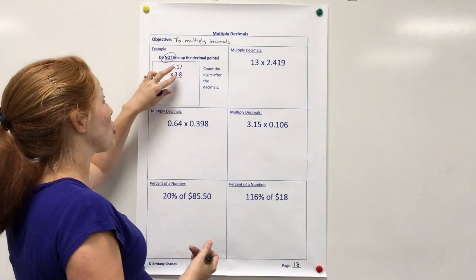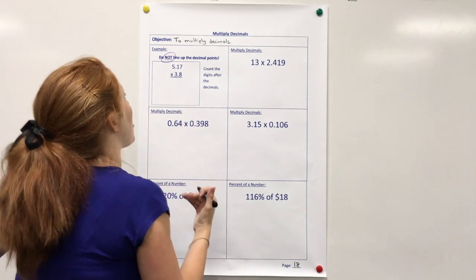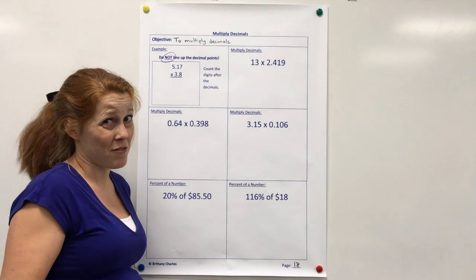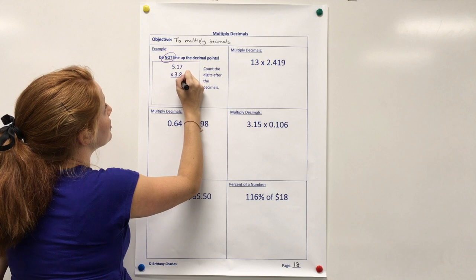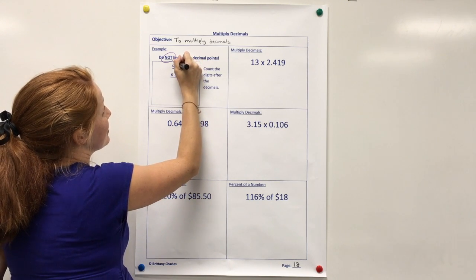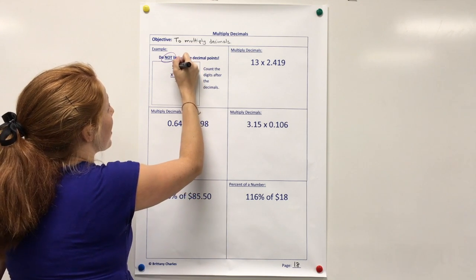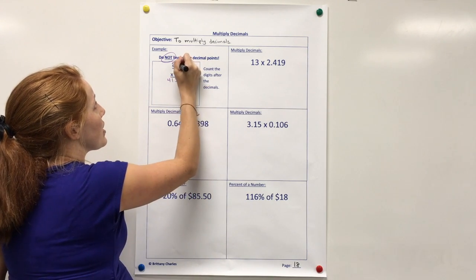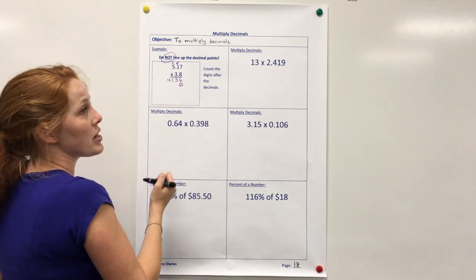You're just going to pretty much ignore the decimal and line them up as if they were whole numbers, all the way to the right. So now we're going to ignore the decimal for now and multiply as if these were whole numbers. 8 times 7 is 56. 8 times 1 is 8, 9, 10, 11, 12, 13. 8 times 5 is 40, plus 1 is 41. These go away. I put my placeholder 0, and now I use the 3.